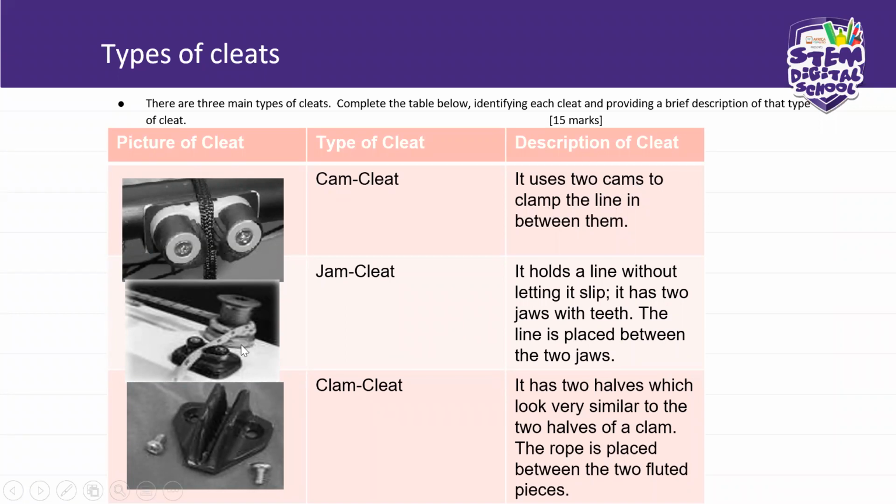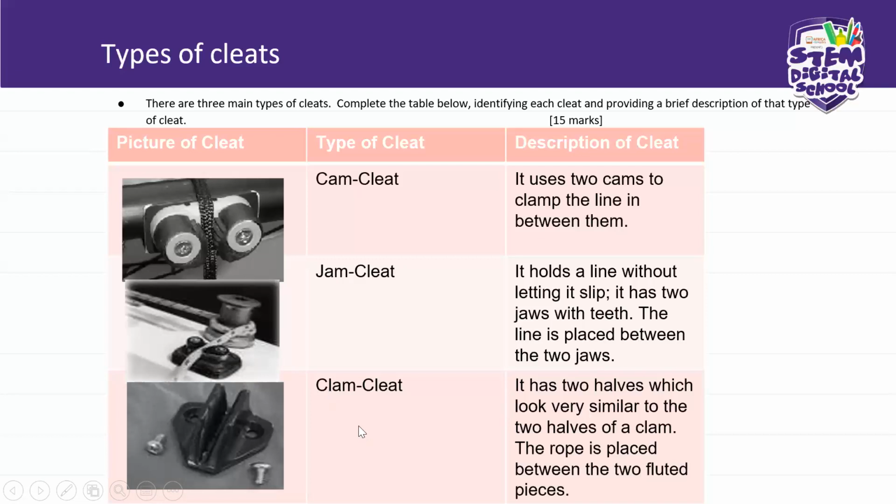And we have a jam cleat. The jam cleat holds a line without letting it slip. It has two jaws with teeth. The line is placed between the two jaws. You can see there is a line there, placed within the two jaws. Okay, this is a jam cleat.